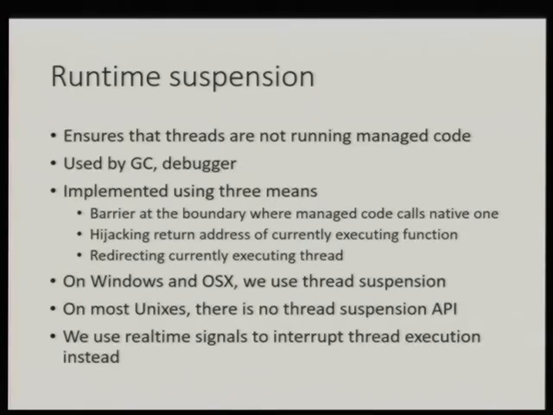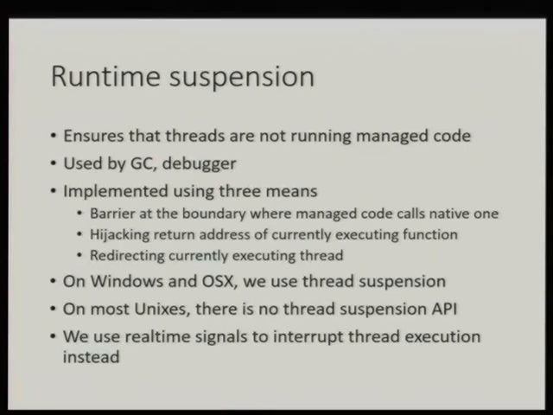For the other two cases, for the hijacking, we just modify the return address and again resume the thread, and it returns. Once it returns from the function, it goes to our function that waits. And for the last thing, we modify really the context, the IP, to point to our function.